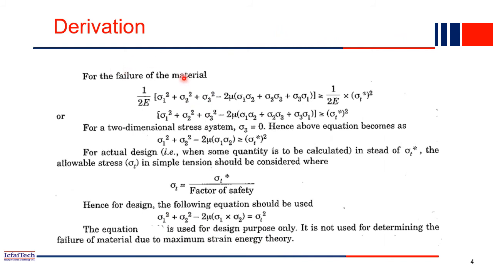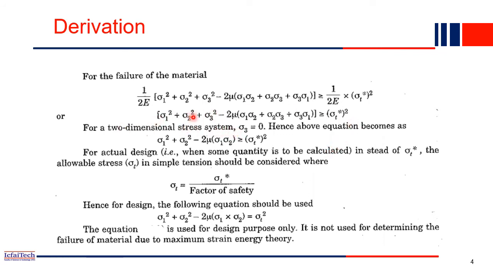So for the failure of the material, whatever applied strain energy we derived in the last slide, if this applied strain energy is greater than the capacity strain energy, then only the failure of the material will occur. So you cancel out 1 by 2E, 1 by 2E, and this is the final simplified expression for the strain energy.